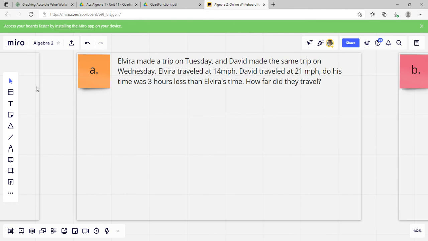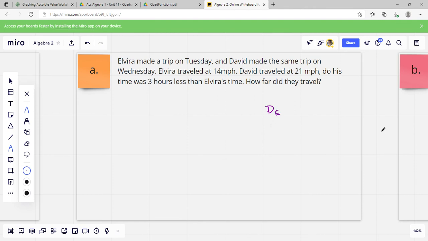Alright, Elvira made the trip on Tuesday, David made the same trip on Wednesday. Elvira traveled 14 miles per hour, David traveled 21 miles per hour. His time was 3 hours less than Elvira's time. How far did they travel? Okay, so we're going to have the distance of David. Actually, I'll do Elvira first.